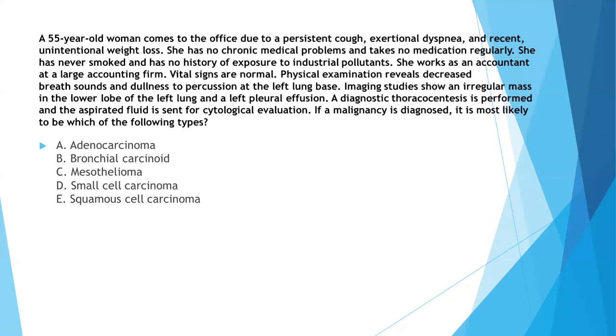Now, her vital signs are normal. A physical examination reveals decreased breath sounds and dullness to percussion at the left lung base. Imaging studies show an irregular mass in the lower lobe of the left lung and a left pleural effusion. A diagnostic thoracentesis is performed and the aspirated fluid is sent for cytological evaluation. Now, if a malignancy is diagnosed in this thoracentesis, it is most likely to be which of the following types? Adenocarcinoma, bronchial carcinoid, mesothelioma, small cell carcinoma, squamous cell carcinoma.